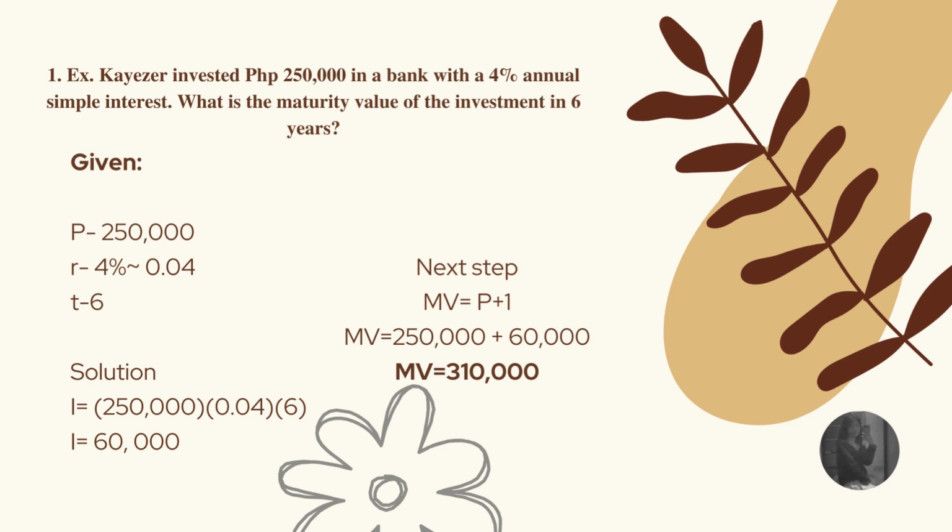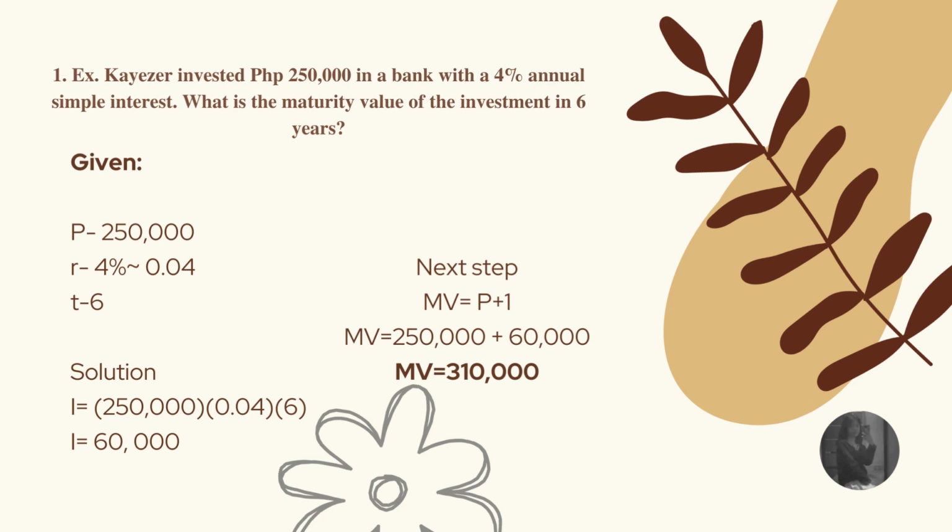For the next step, to find the maturity value of the investment, you have to add the principal to the answer we got earlier, which is 60,000. So 250,000 plus 60,000 is equal to 310,000. And then here, 310,000 is the final answer.